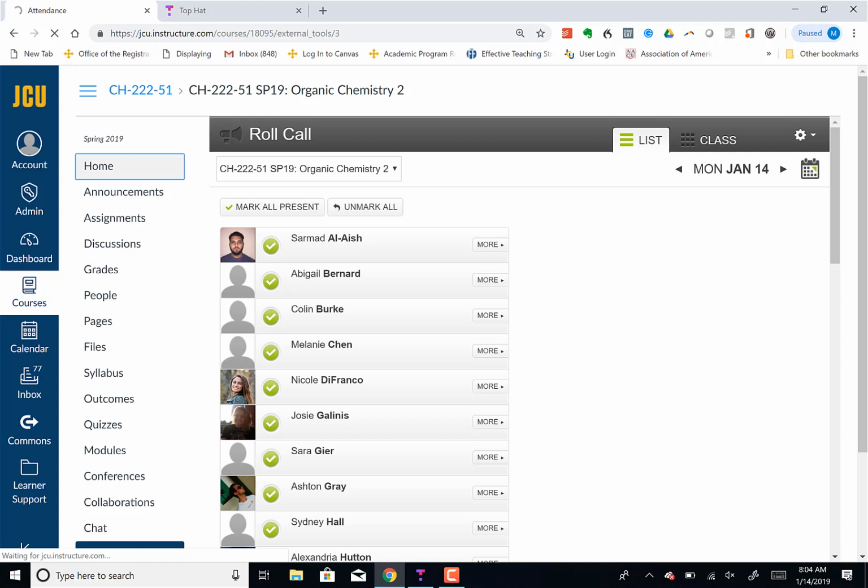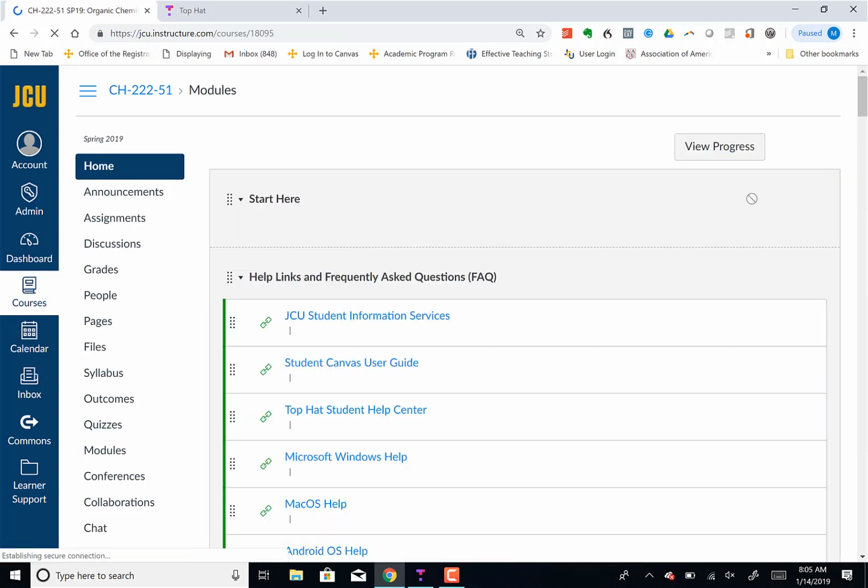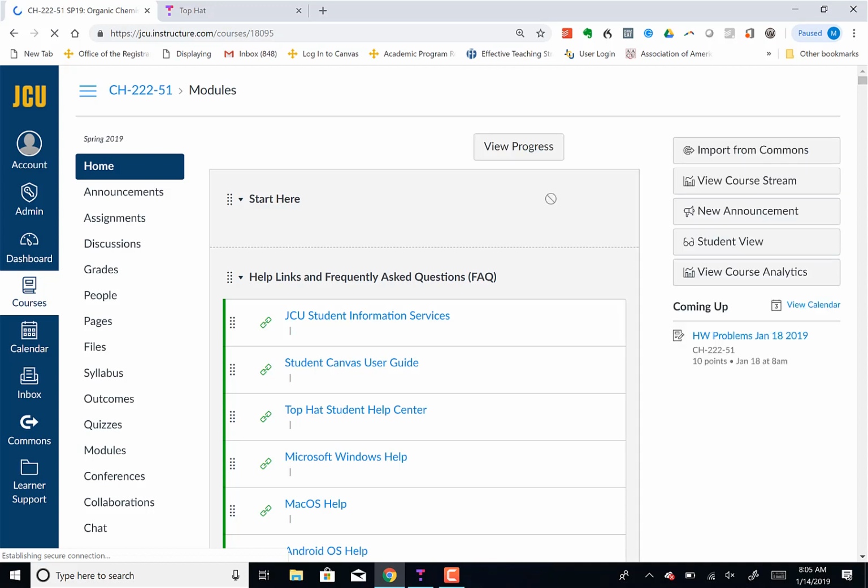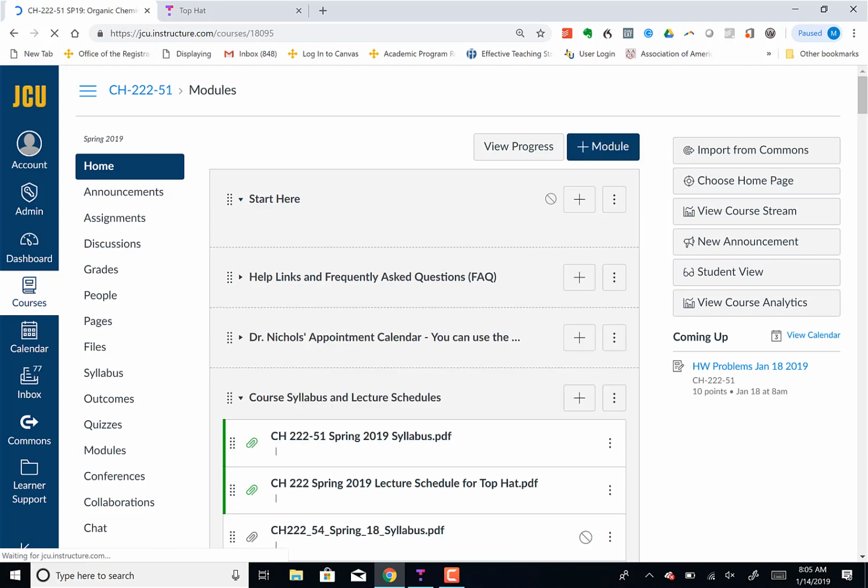So Top Hat is the textbook for those of you who didn't have me last semester. It's the electronic textbook, and I'll go through and show you. You should have gotten an email, one from me and then one from somebody at the company, giving you directions, but I'll clear up a couple things.